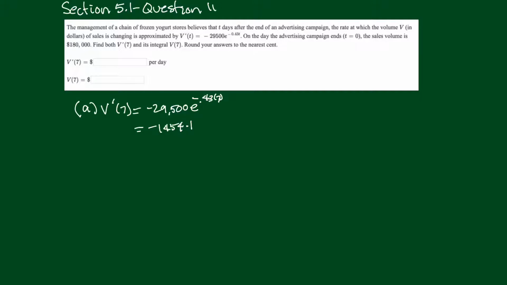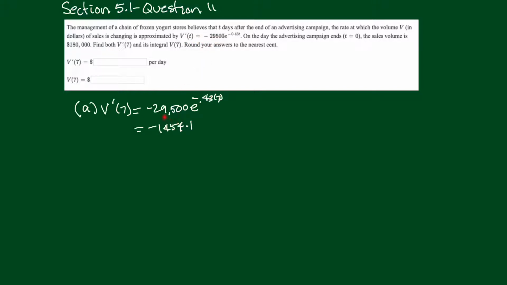So what does that mean? Here's what's happening in the problem. The management of a chain of these yogurt stores believes that t days, where t is the number of days after the end of an advertising campaign, the rate, the derivative, at which the volume of sales, measured in dollars, is changing is approximated by this.